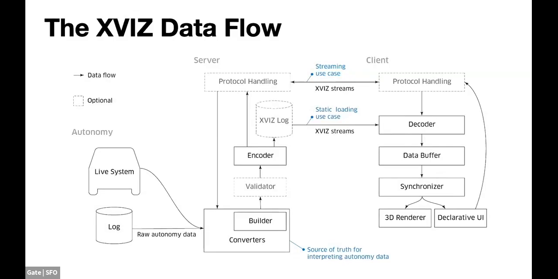Here's a diagram of how data flows from the autonomy system to the visualization client. AVS offers a component that builds, validates, and encodes source data into the XVIS protocol. The conversion can be done either offline, so that you can store the data statically for future hosting, or at runtime on demand for a streaming service. On the client side, the data is decoded and synchronized into time-based data slices and eventually used for 3D rendering or building declarative UI components.